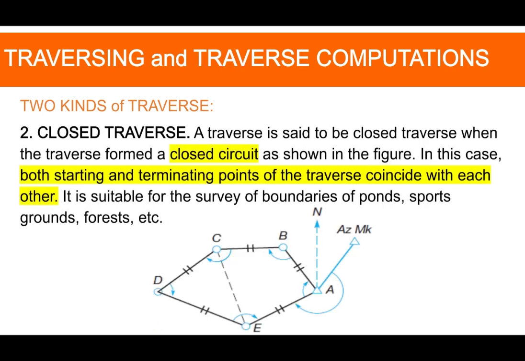Second type is closed traverse. It is formed through a closed circuit, which is shown in the figure. In this case, both starting and terminating points of the traverse coincide with each other. As you can see here, the starting point is A, and the last point is also A.